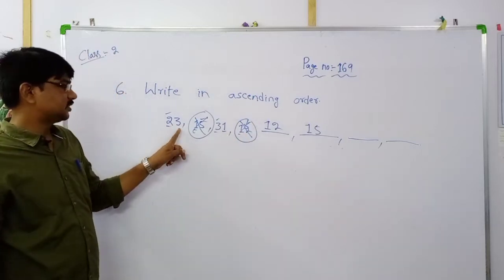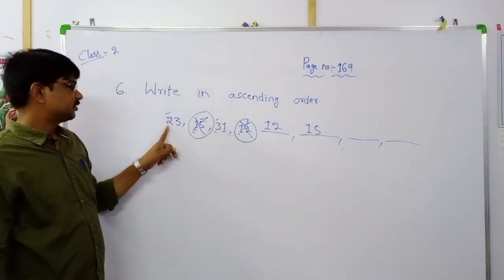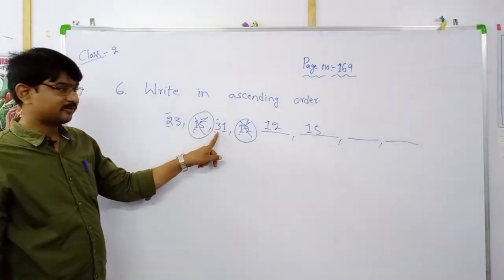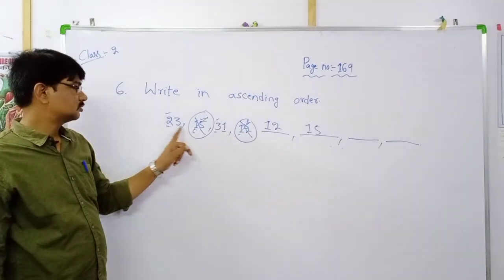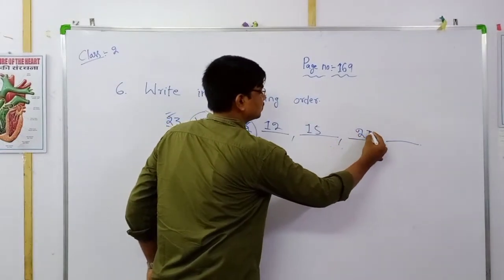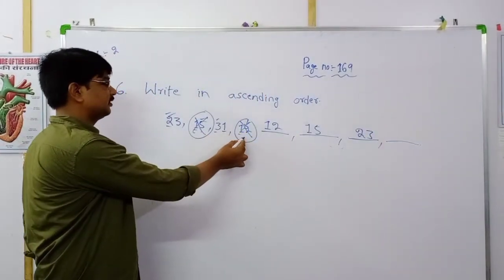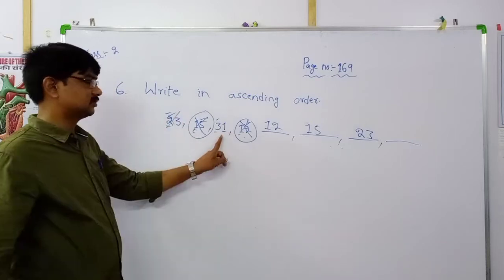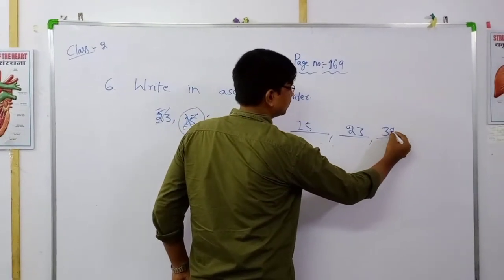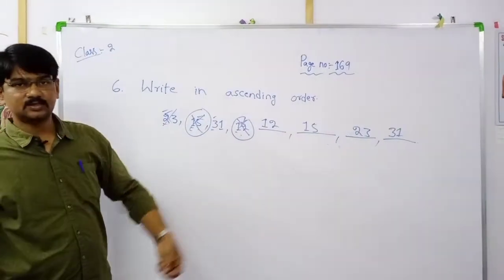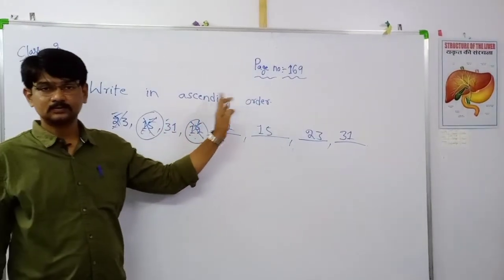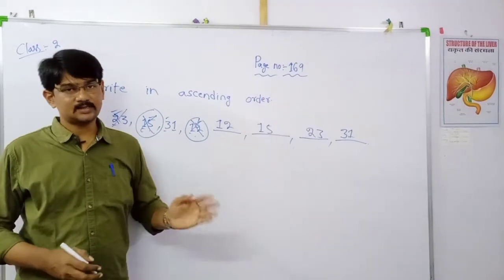Here 23, 31. The first digit here is 2, and the first digit of this number is 3. Which is the small? This is the small. So 23 comes next. 15 finished, 12 finished, 23 also finished. Then 31 only remains, so 31 comes here. This is the process how to write in ascending order.